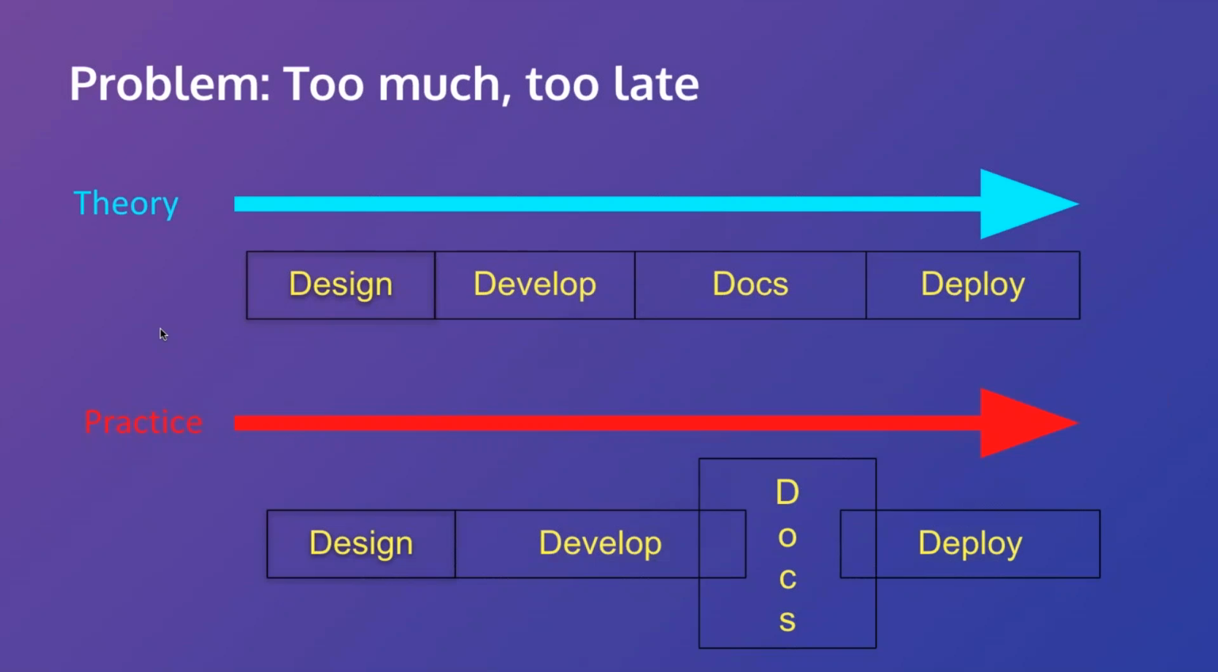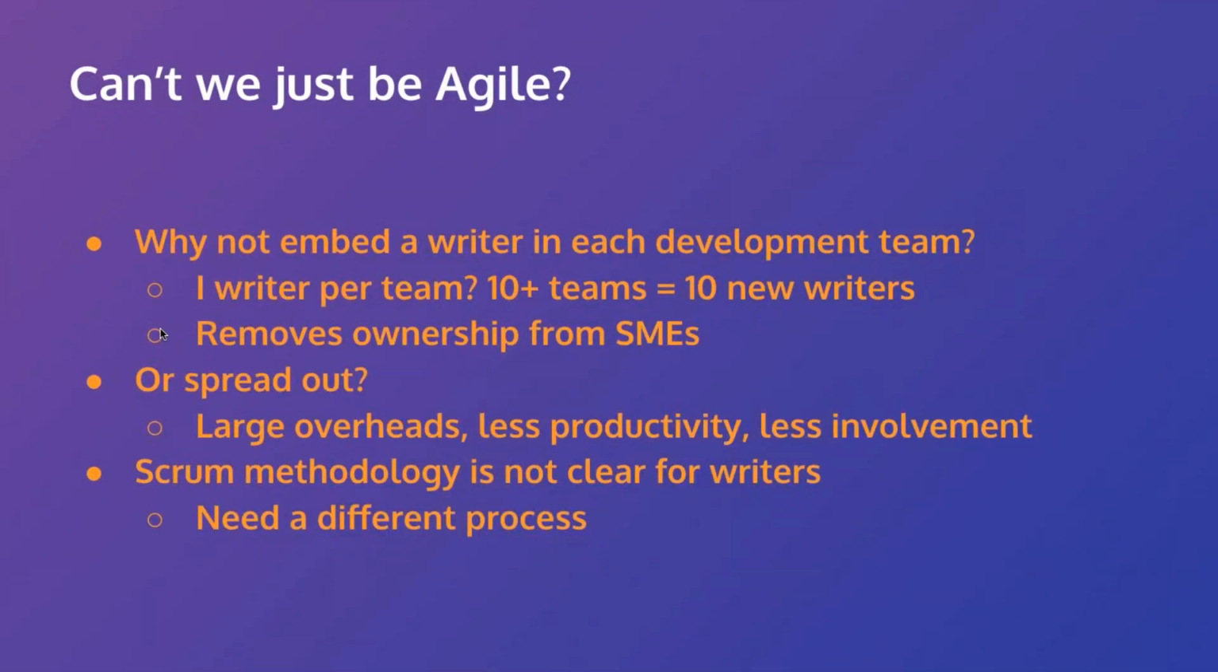This shouldn't be particularly new. So one solution, and people have thought about this, is, can't we just be agile? Why not? Okay, we've got 10 agile development teams. We would normally expect to put a writer in each of those development teams. So yes, you could do that, and technically it probably would work, but that's a big scaling up. So you've got 10 development teams, that's 10 new writers.